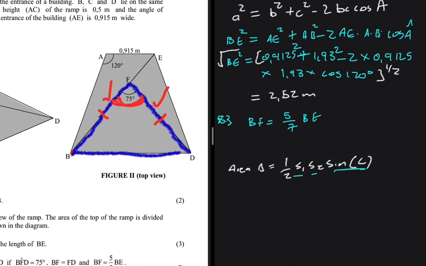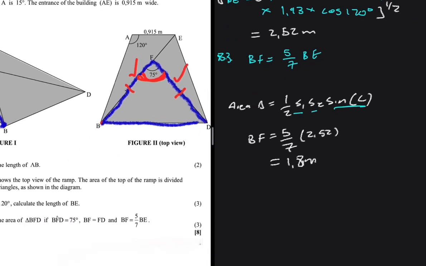So now our task really here is to find the length of BF, but we know that BF is equal to 5 divided by 7 BE, right? What is BE? We calculated BE in 8.2. It is 2.52, right? And then if you put that in your calculator, you're gonna get 1.8 meters, right? So now we have the length of BF.